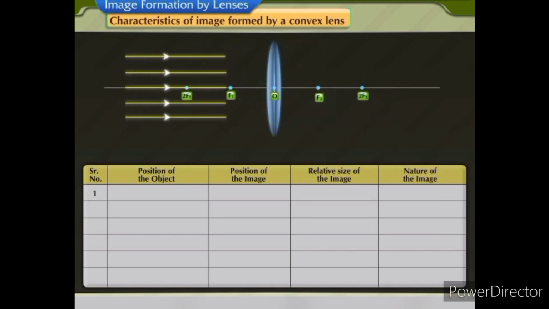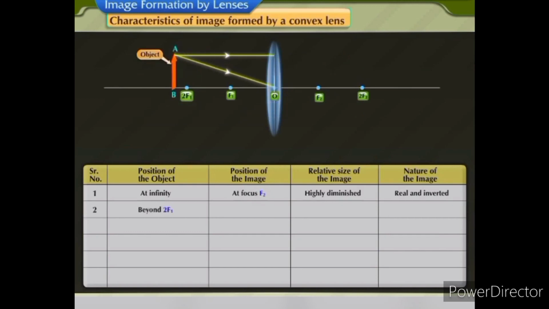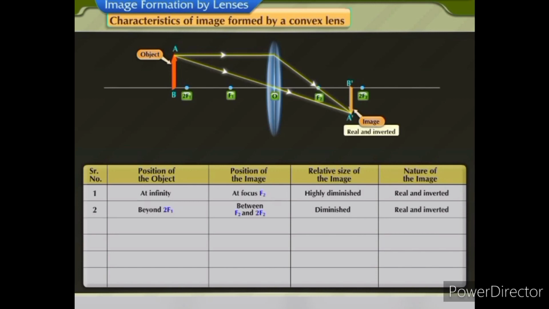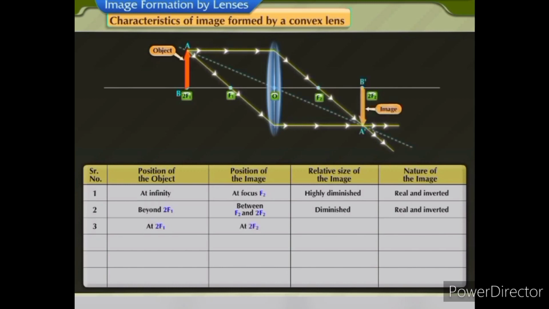When the position of the object is at infinity, the image is formed at focus f2. The image is highly diminished or point-sized, and the nature of the image is real and inverted. When the object is placed beyond 2f1, the image is formed between f2 and 2f2. The image is diminished and the nature of the image is real and inverted. When the object is placed at 2f1, the image is formed at 2f2. The image is of the same size as that of the object and the nature of the image is real and inverted.